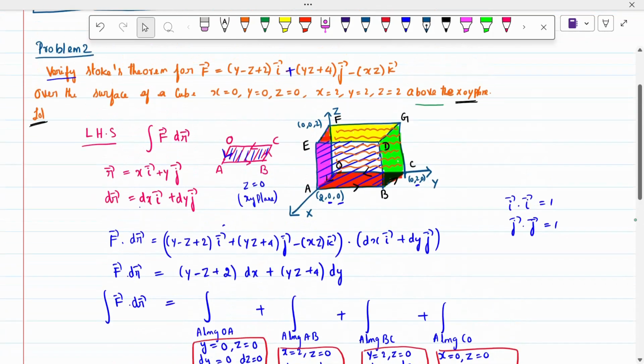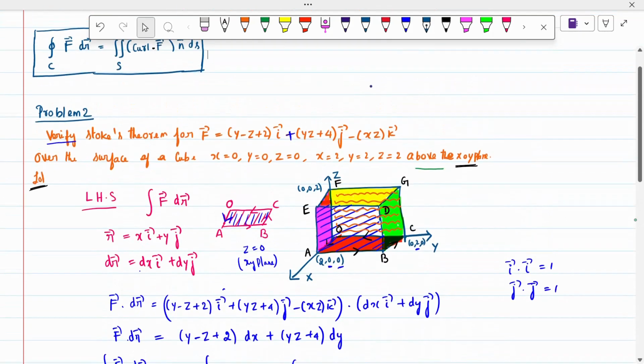I'll show you the diagram. This is our diagram, a cube. When you consider the cube, see here, how many surfaces do we have? 6 surfaces in total. For example, this is my first surface, S1, S2, S3, S4, S5, this square.